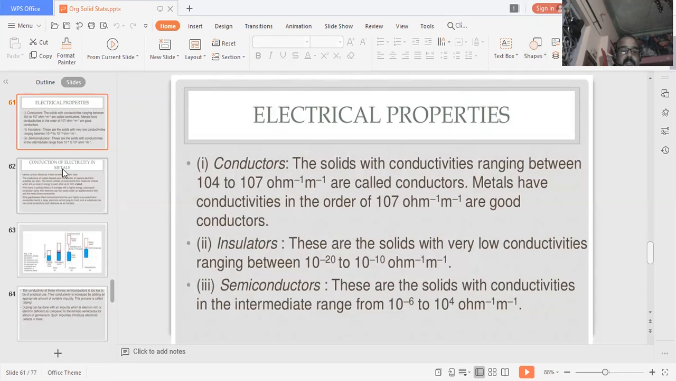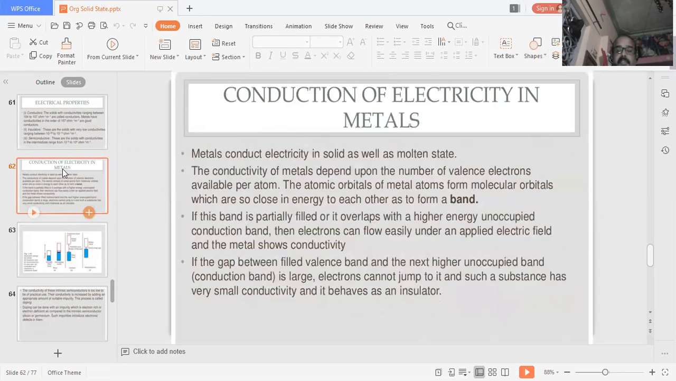And the next topic, conduction of electricity in metals. Metals conduct electricity in solid as well as molten state. The conductivity of metal depends upon the number of valence electrons available per atom, and the atomic orbitals of metal atoms form molecular orbitals which are so close in energy to each other as to form a band.